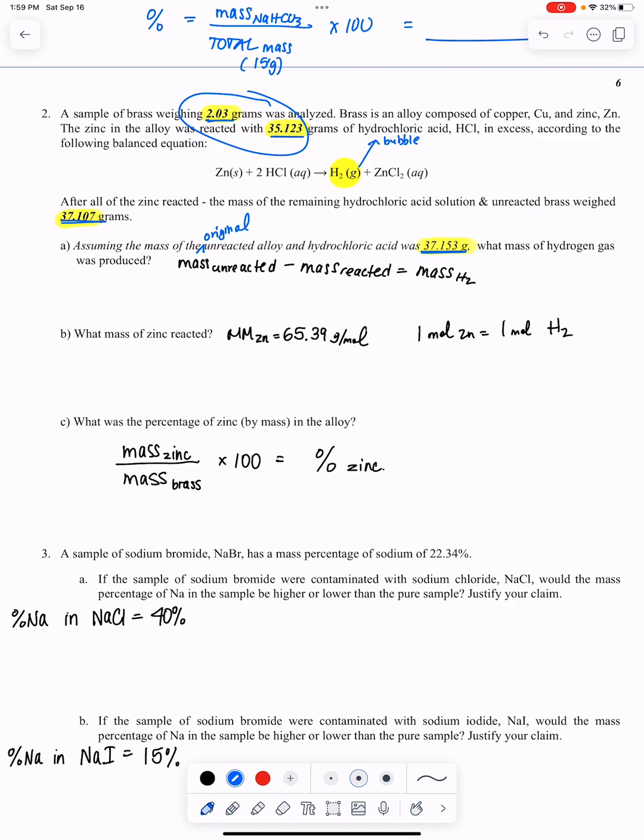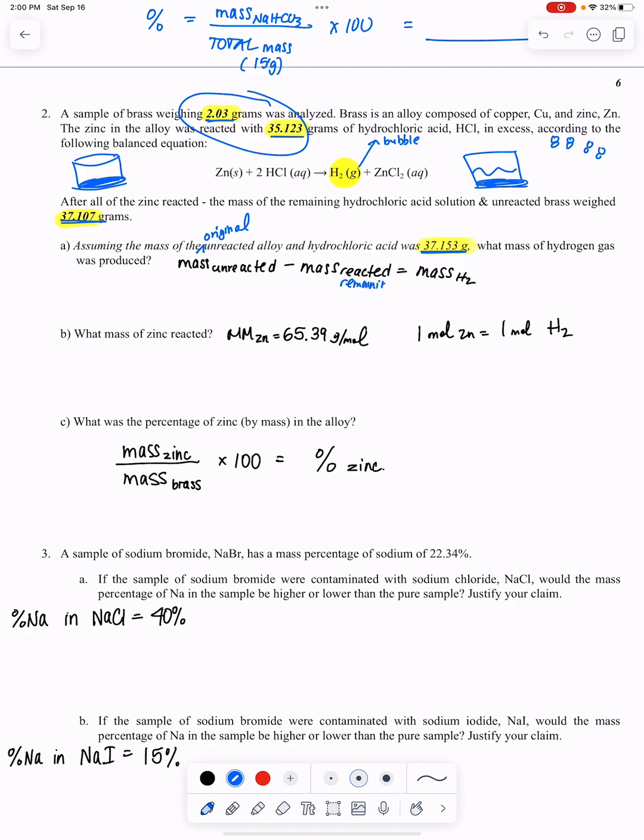Well, to get a little picture here, if I have my beaker with my alloy and hydrochloric acid, and then my beaker after, with some hydrogen gas that bubbled out, my mass is actually going to decrease, and that decrease in mass is going to be due to the hydrogen. So the way that I want to solve the mass of the hydrogen that bubbled out is I need the mass of the unreacted minus the mass of the reacted or remaining.